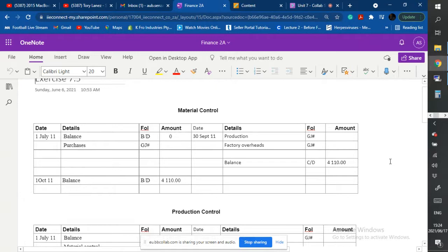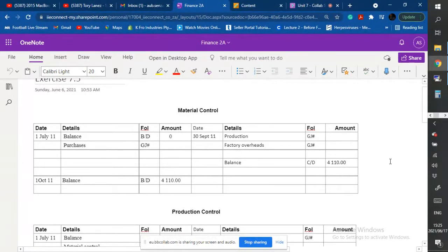Right. So under the required, it says complete the missing figures in the following accounts in the ledger of Goodwood Company. General ledger of Goodwood Company. There you can see we have the materials control. We have the production control, which is pretty much the same as your work in progress account. Finished goods account, nothing new there. Labor control, same as your labor account. Factory overhead control, which is the same as your manufacturing overheads account. And then your cost of sales, which is not brand new to us. We're quite familiar with that one.